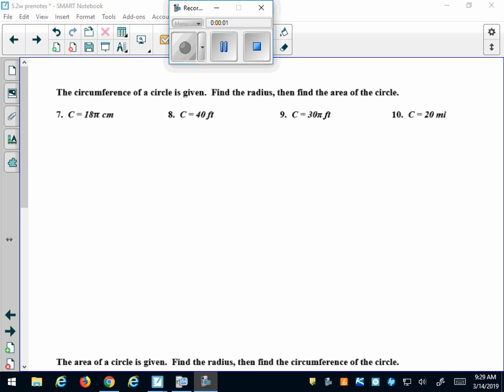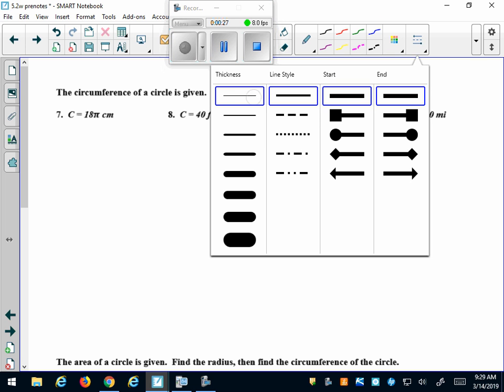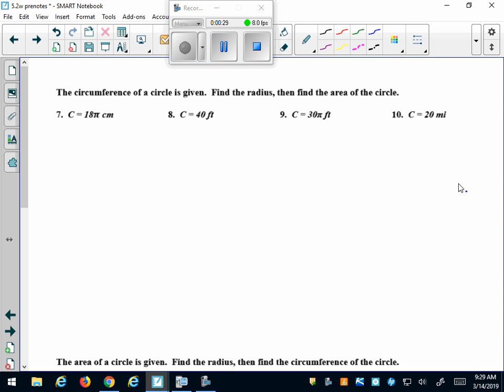Okay, so we're on the back side now of the circumference area practice sheet, 5.2W or whatever it's labeled. What if they give us the circumference and now we have to find the radius? So it's a little kind of like working backwards with the formula. What we want to do is solve for r. We want to figure out what radius is by isolating the r algebraically.